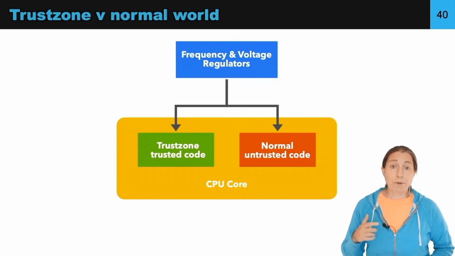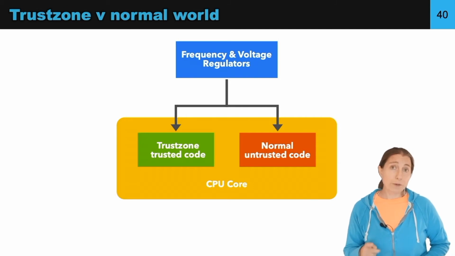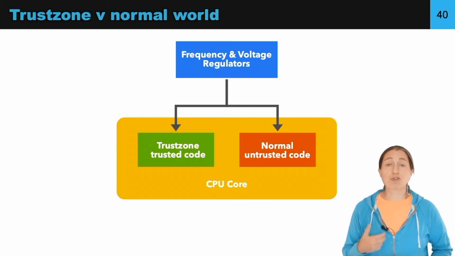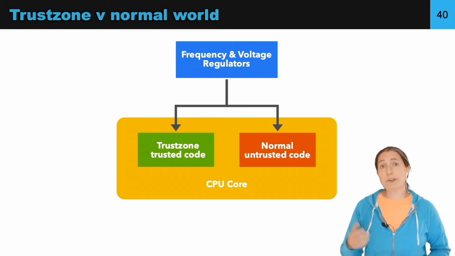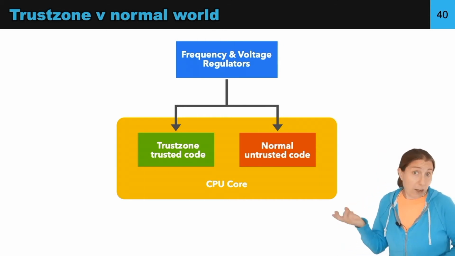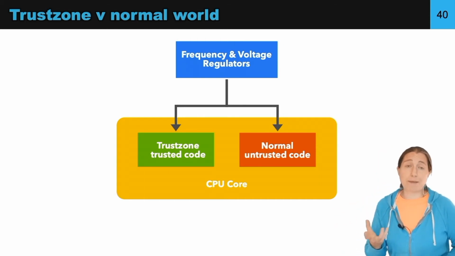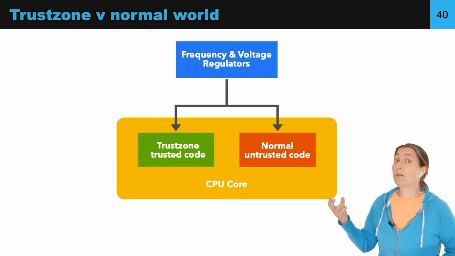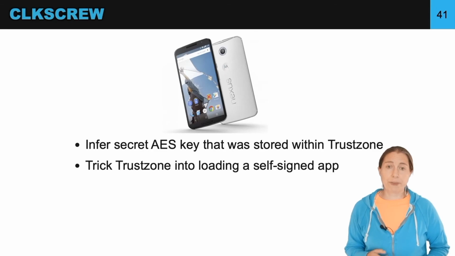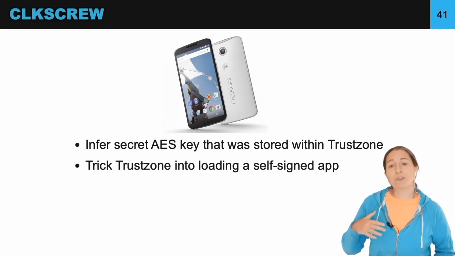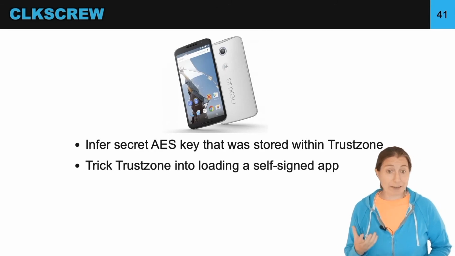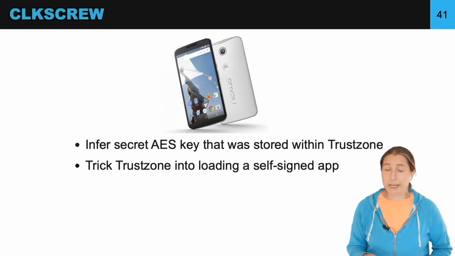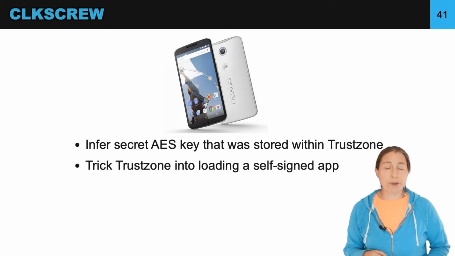And from this, they were also able to fault something inside TrustZone because the frequency and the voltage regulators are the same. They manage the same voltage and frequency, whether you're running untrusted code or theoretically trusted code. And this is their attack. They were able to infer a secret AES key that was stored within TrustZone, and they were able to trick TrustZone into loading a self-signed application.